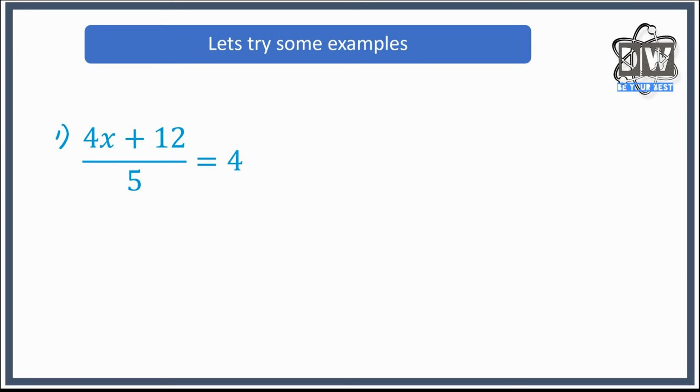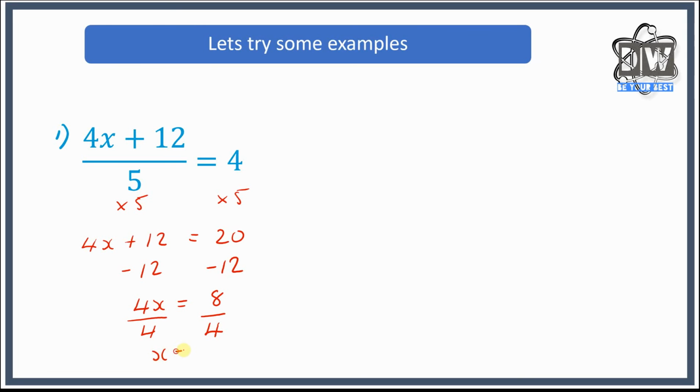So what's the opposite of divide? It's times. So we're going to times both sides by 5, which would then leave us with 4x plus 12 equals 20. Then the next thing we're going to do, this now is a 2-step equation. You've done these loads and loads of times before. So what should we do? We should subtract away 12 from both sides, which will leave us with 4x equals 8. And then divide by 4 and divide by 4. So that would leave us with x equaling 2.